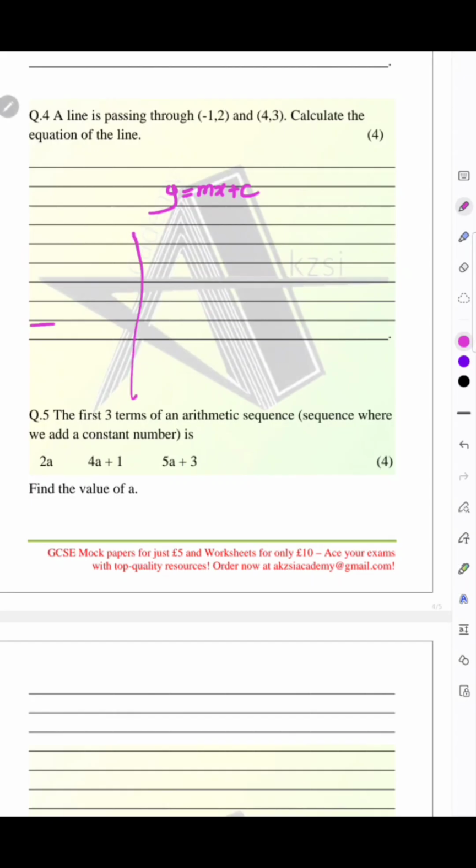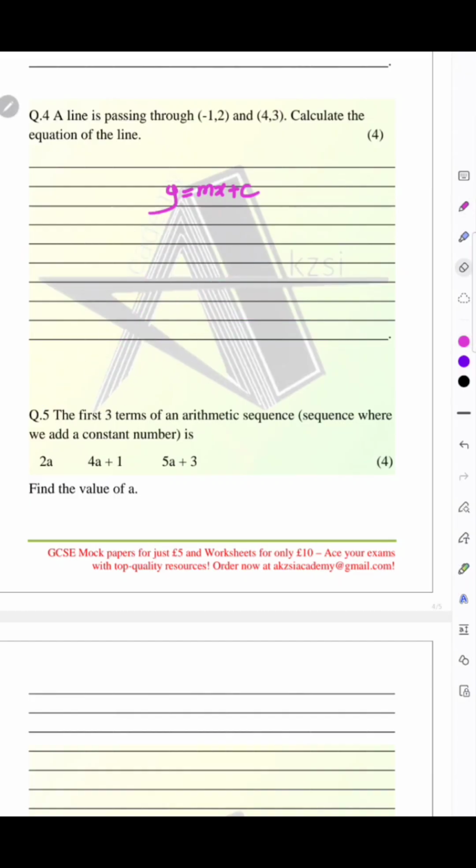So if this is your straight line like this, it will give you the y-intercept. Suppose this point is (0, 1), so your c will be 1. That's the meaning of y-intercept. When the straight line cuts the y-axis, that point is your y-intercept. And the x-intercept is the point where it passes through the x-axis. That means this one.